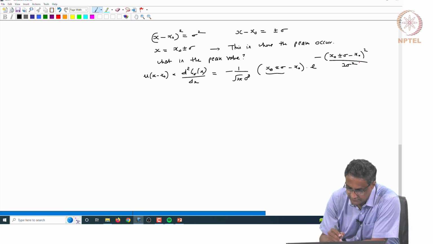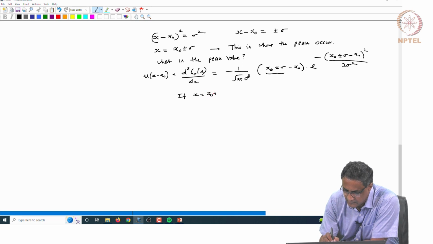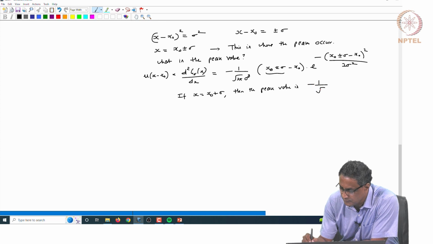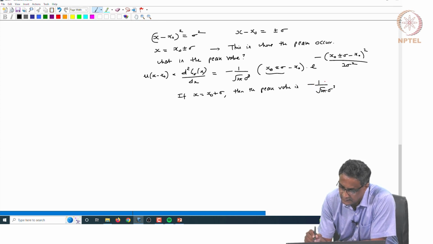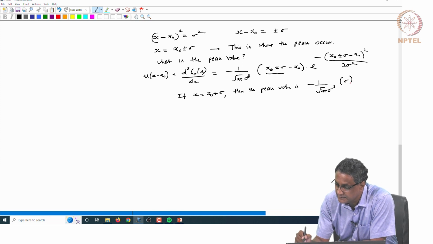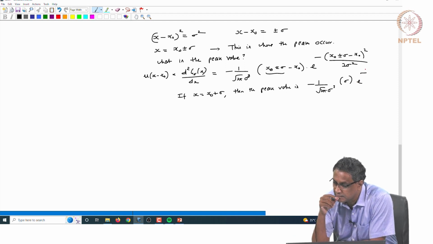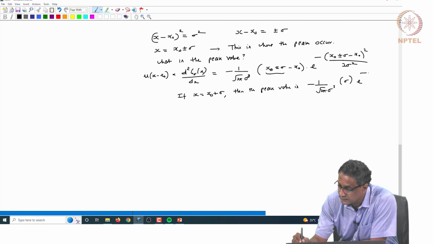Okay, and therefore the peaks, if you see, if I put x equal to x naught plus sigma, then the peak value is minus 1 by root 2 pi sigma cube. So x naught will cancel off, and then I will get sigma. What happens here? e raised to power minus, so you get 1 by 2, right? Sigma square will cancel off, so you will get minus 1 by 2.